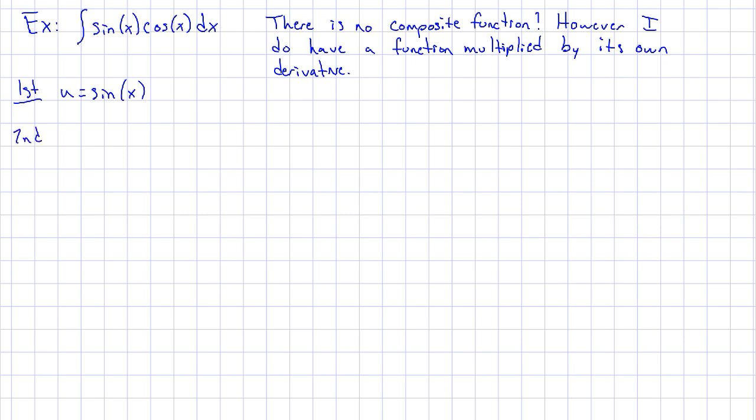So the second step is going to be to solve for dx. So first I take the derivative. du dx equals cosine x. And then I multiply the dx over to the right-hand side, and I divide by the cosine x to the left-hand side. So we have du over cosine x equals dx.